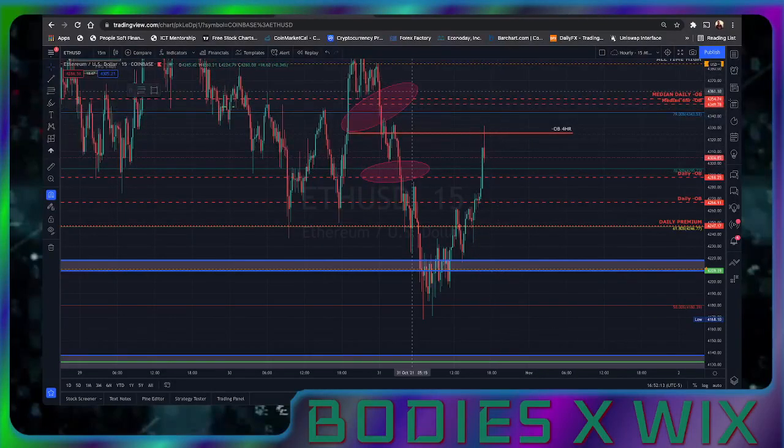Now, another reason why I think it could come back up to these two areas, again, the median daily and the median 4-hour, is that it's also within a 15-minute. Actually, that's the very start of a 15-minute fair value gap, and it's right below that. Well, now we know it's a breaker.